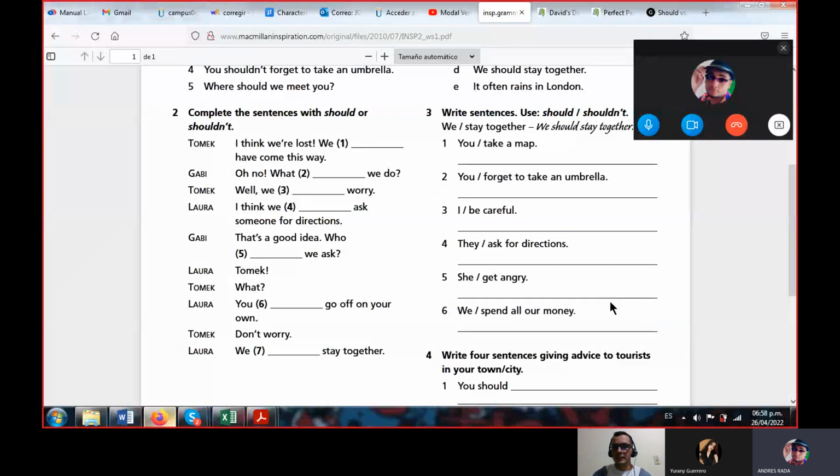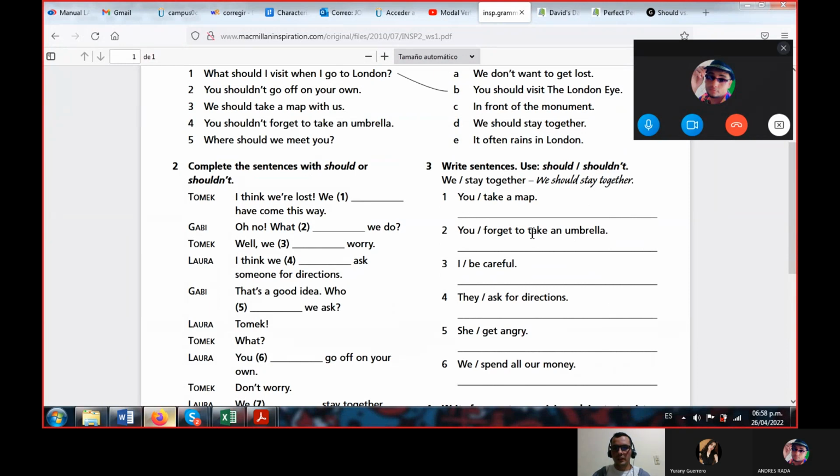The third one, write sentences. You should or shouldn't. Please, Yurani, send me sentences 1 and 2 by the chat, okay? And Andres, the third one and the fourth one, okay? Okay, teacher. Third and fourth. Write sentences.